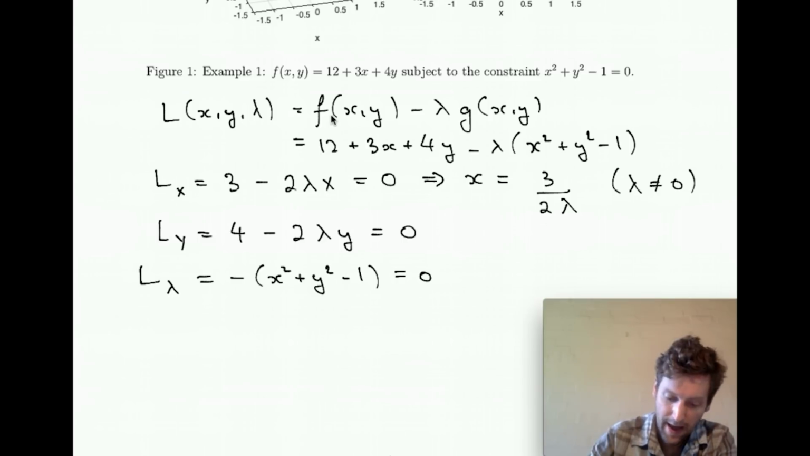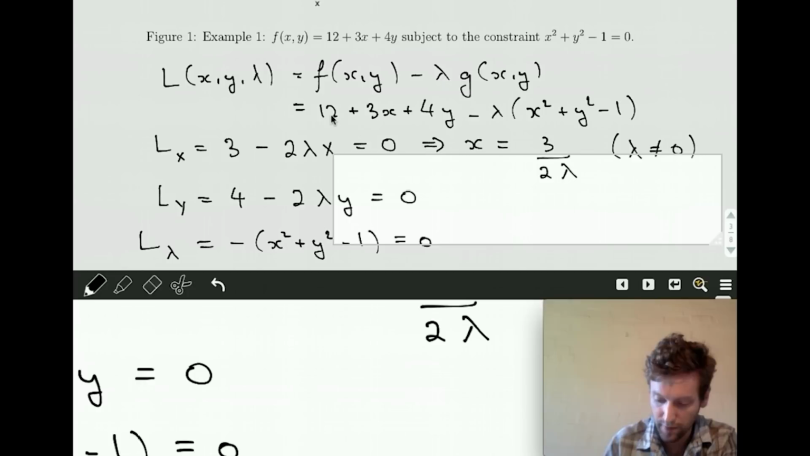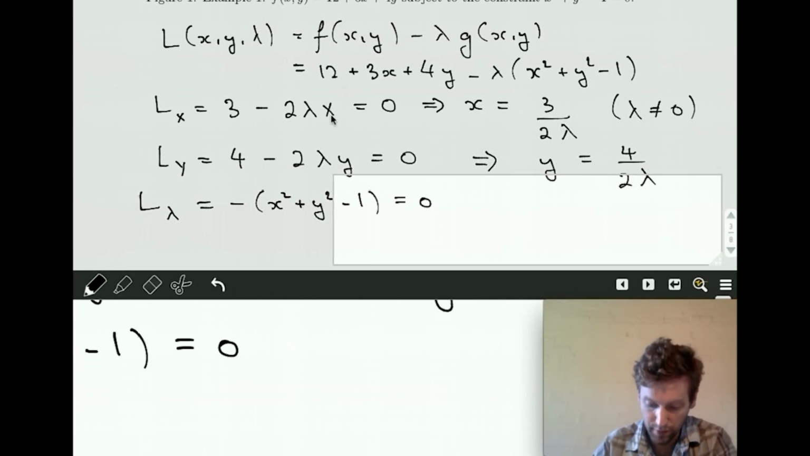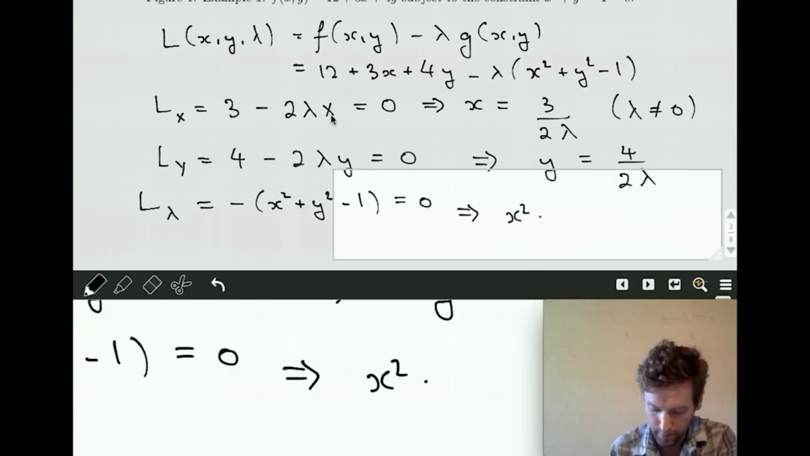Looking again at the partial derivative of L with respect to y, we can also solve this for y in terms of lambda. I'm going to get 4 over 2 lambda. Again, lambda cannot be equal to 0. And the partial derivative of L with respect to lambda, well, that's just going to give me back my constraint again. I'm going to write that x squared plus y squared equals 1.